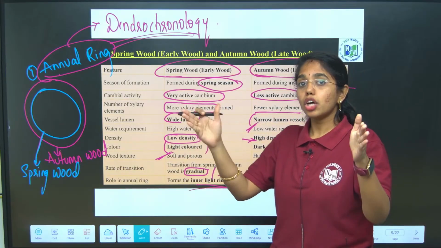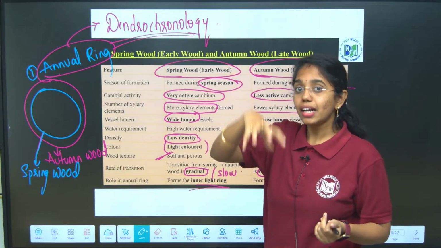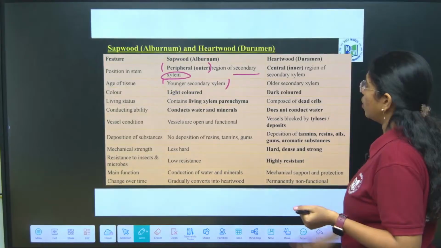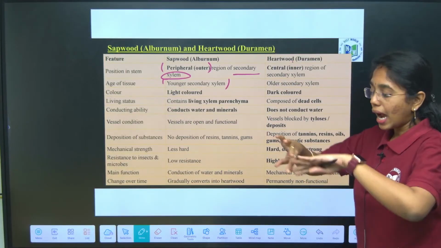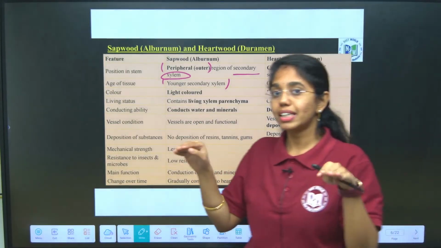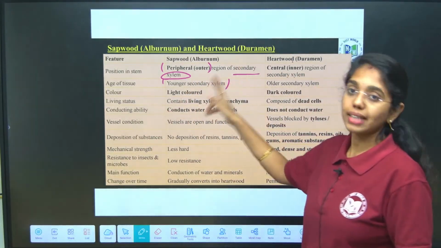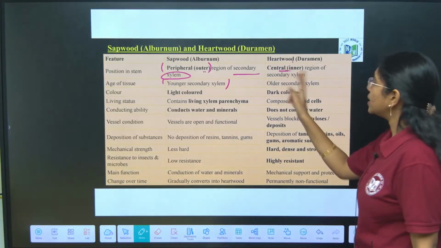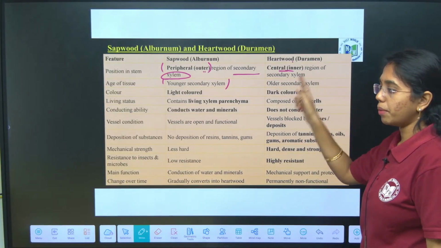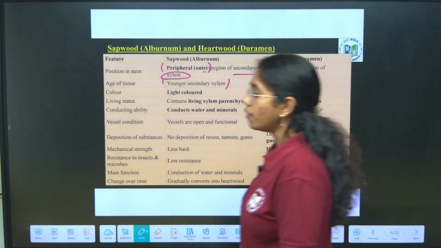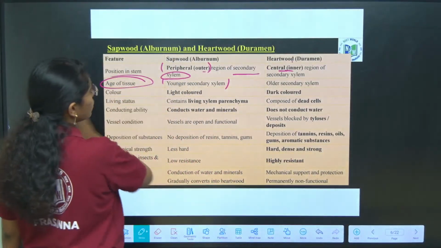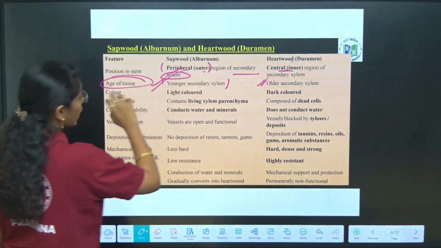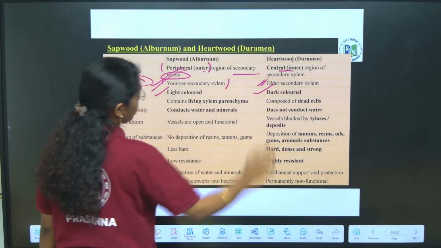Once the girth of the stem is increased, the central region will get dark, and that is called heartwood, or duramen. And the peripheral region, which is soft and light, is addressed as what? Sapwood. This is the peripheral outer region of secondary xylem, and heartwood is the inner region of secondary xylem. The age of the tissue here is younger secondary xylem, and here older secondary xylem will be there. This is light colored, heartwood will be dark colored.